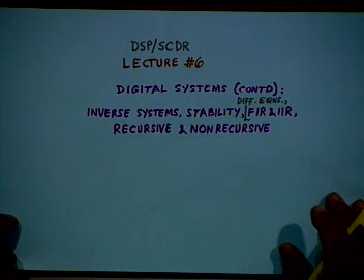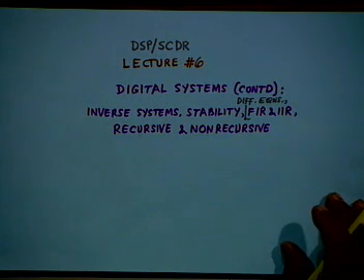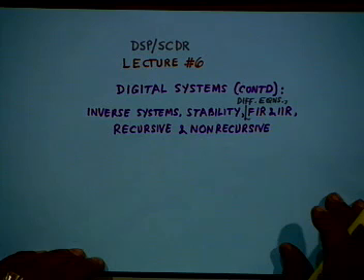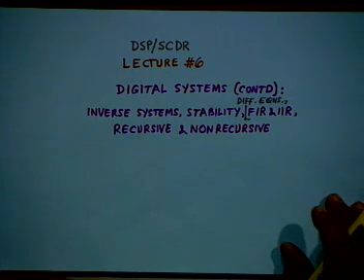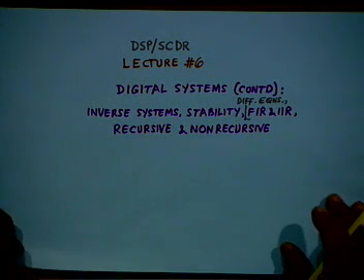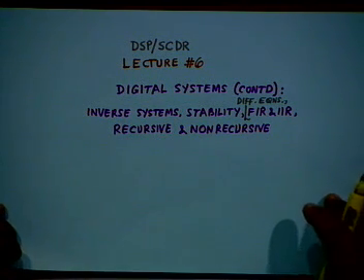Continue our discussion on digital systems, and today's topics are inverse systems, stability criterion, differential equations, FIR and IIR, and recursive and non-recursive. Although I have put a large canvas, we shall uncover only that part which we can do comfortably.